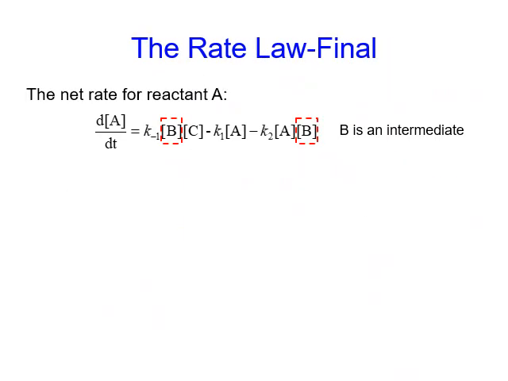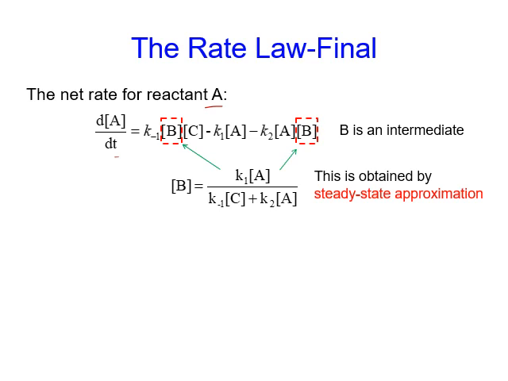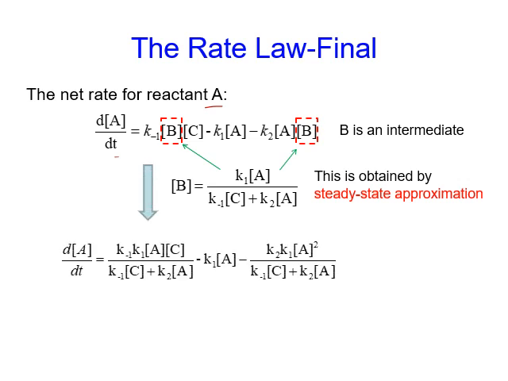So here is how we derive the rate law. We first choose reactant A and write the rate law. It turns out that in the rate law we have an intermediate, and then we use the steady state approximation to find the intermediate concentration. Plugging into this equation, we find the rate law for A in terms of only reactants and the product. Now simplify this equation. So finally, we have the final rate law.